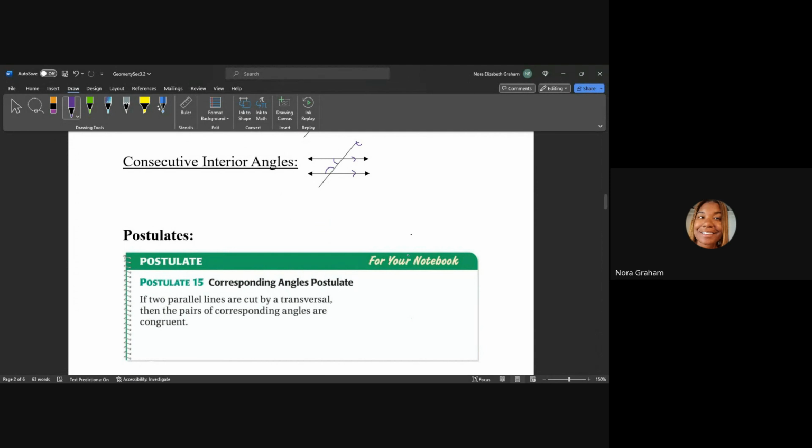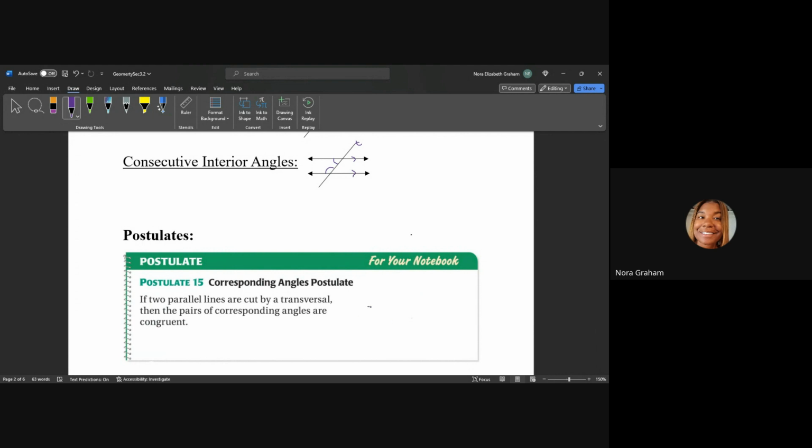And so that postulate is going to be the corresponding angles postulate. So this one states, if two parallel lines are cut by a transversal, then the pairs of corresponding angles are congruent. All right, so let's remember a postulate in mathematics is just a statement that is assumed. So let's draw out what they mean by this.